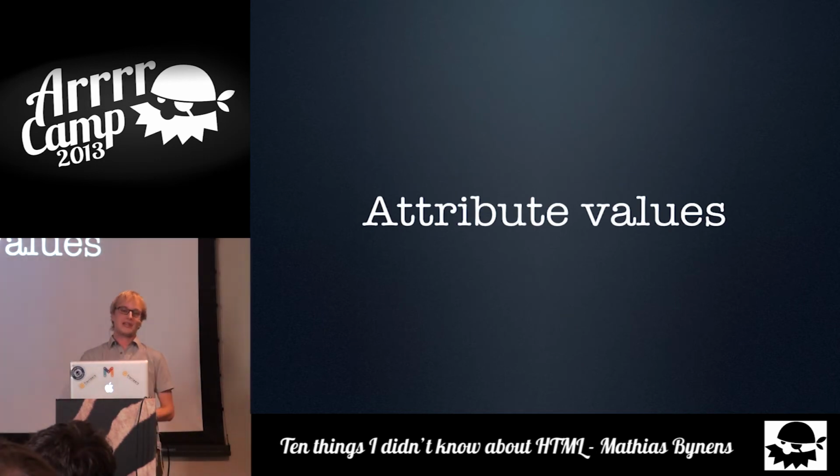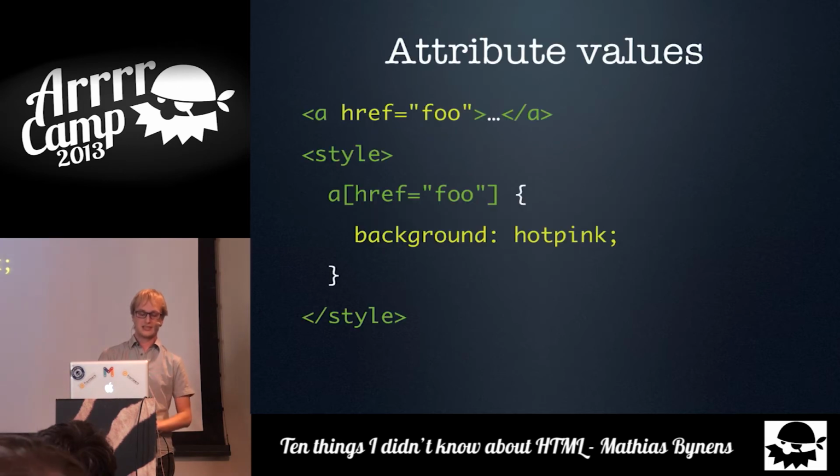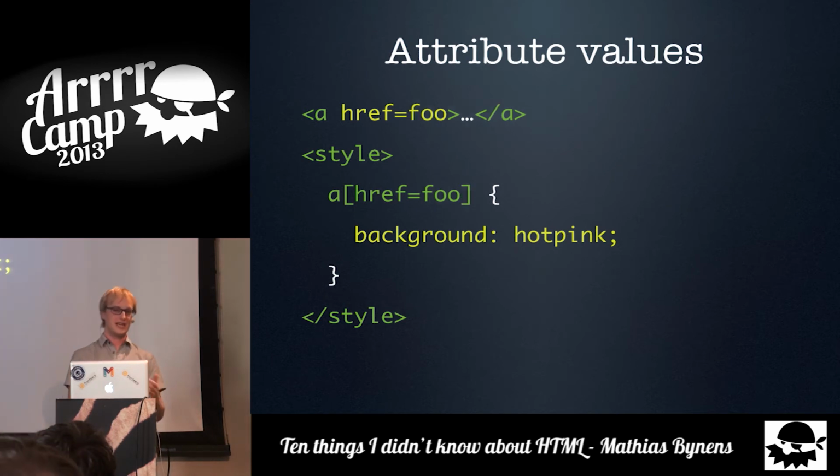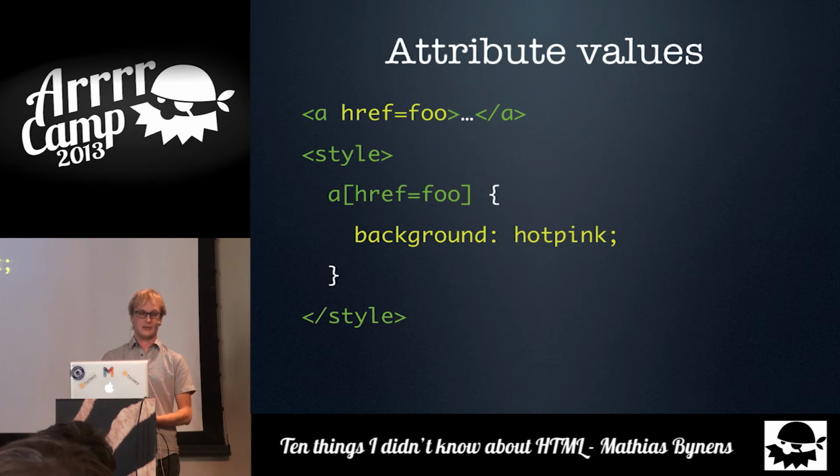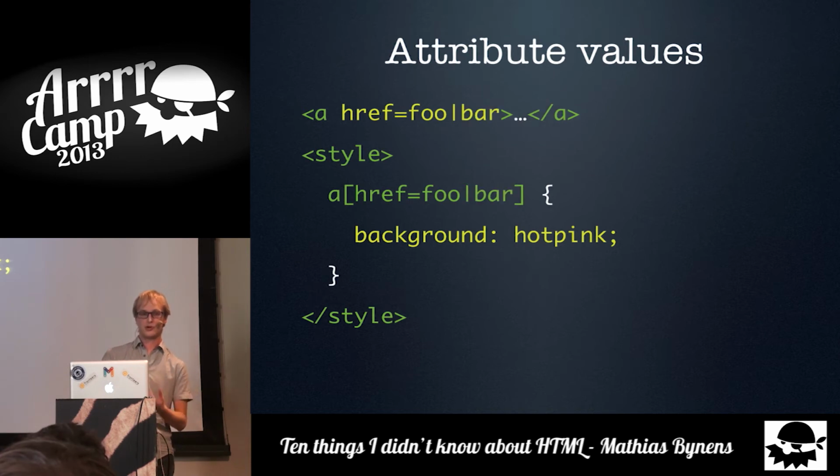Now let's take a closer look at attribute values in HTML and in CSS. As you can see, in both HTML and CSS, we can use quotes around attribute values. I hope this is not something new for any of you. In some cases, like in this example, we can simply omit those quotes and get away with it. It's still valid HTML, it's still valid CSS, and everything still works exactly the same way as in the previous slide.